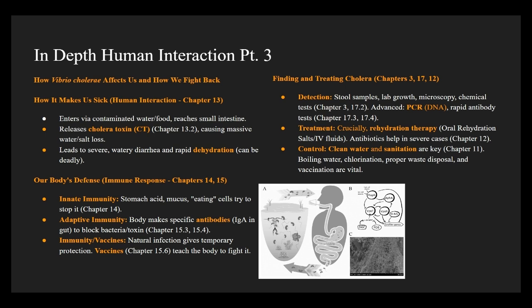Finally, Vibrio cholerae causes sickness by entering orally, releasing cholera toxin and causing severe dehydration. Our immune response includes innate defenses and adaptive immunity, antibodies. Natural infection offers temporary protection, and vaccines teach the body to fight. Detection uses lab methods, PCR, and rapid antibody tests. Treatment focuses on rehydration and antibiotics. Control hinges on clean water, sanitation, and vaccination.